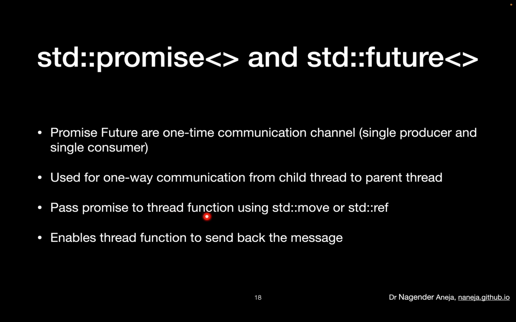Pass the promise to the thread function. We are passing the promise to the thread function using std::move, and it enables the thread function to send back the message. In the main, the parent creates a promise object first, and then passes it with std::move to the thread so that it can set the value. So ownership is with that thread, or we can use a reference also.